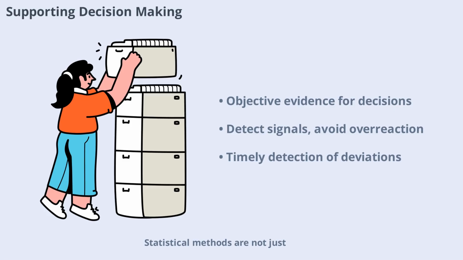Statistical methods are not just about numbers, they're about making better decisions. By providing objective evidence, these tools help manufacturers detect important signals and avoid overreacting to normal variations. It's crucial to first define the question you want to answer, then select the appropriate statistical method to guide your decision-making. Timely data analysis enables prompt detection of process deviations, supporting both process understanding and effective responses to variability. Remember, statistics are a means to an end: improved quality and informed choices.